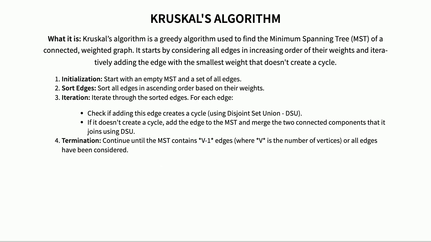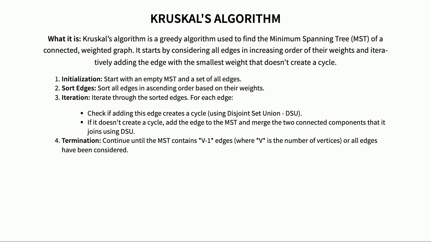Okay, let's talk about Kruskal's algorithm, a really clever way to find the shortest possible connections between different parts of a network. Imagine you need to build roads across a country and want to do it in the most cost-effective way. Kruskal's algorithm helps you figure out which roads to build.